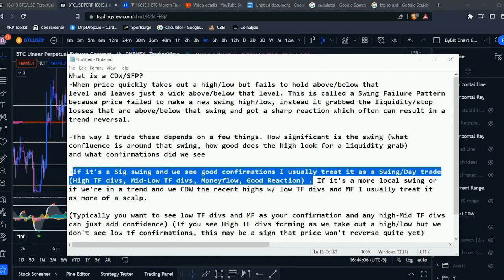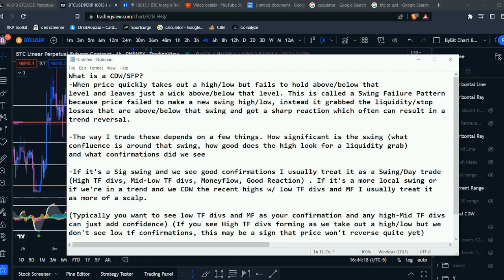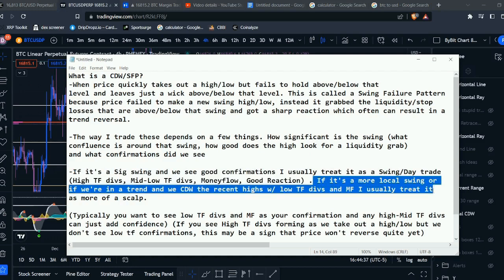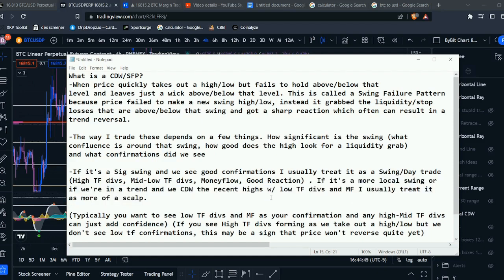So if it's a significant swing, I could also say high time frame swing high or low, but also if there's confluence around it, and we see good confirmations, I usually treat it as more of a swing or day trade. And if it's more of a local swing, or if we are in a local trend, I should say, and we CDW the recent highs, I usually will treat that as more of a scalp.